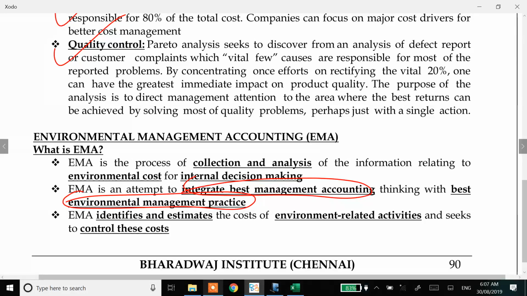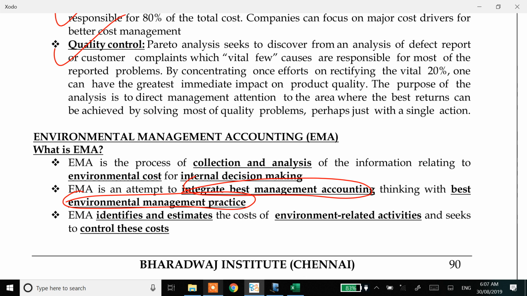Now EMA says that whatever you learn out of environmental management accounting, consider it for pricing decisions, consider it for cost calculation, consider it for new product introduction, consider it for analyzing the profitability of the product. So there are various decisions which can be taken with the help of EMA. Please consider the environmental impact of anything which you take.